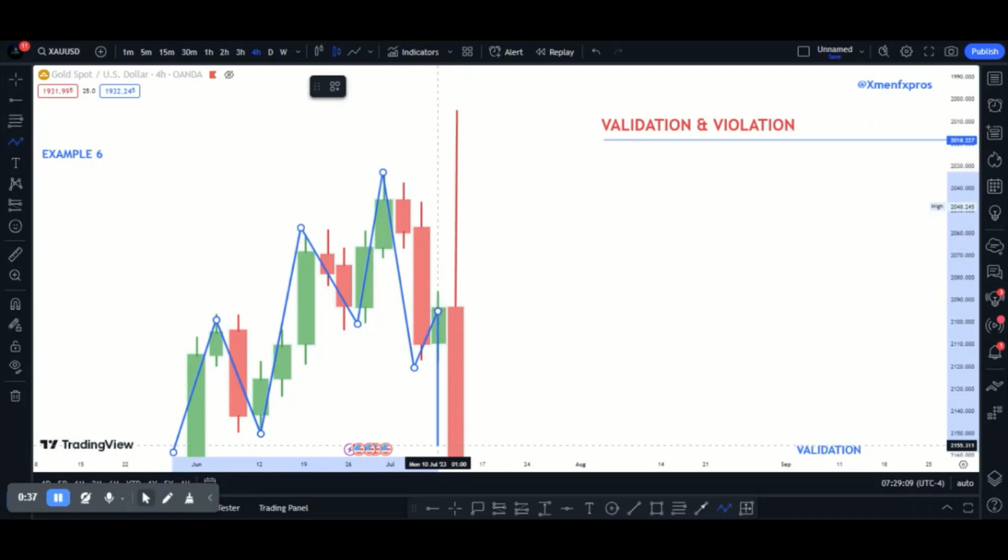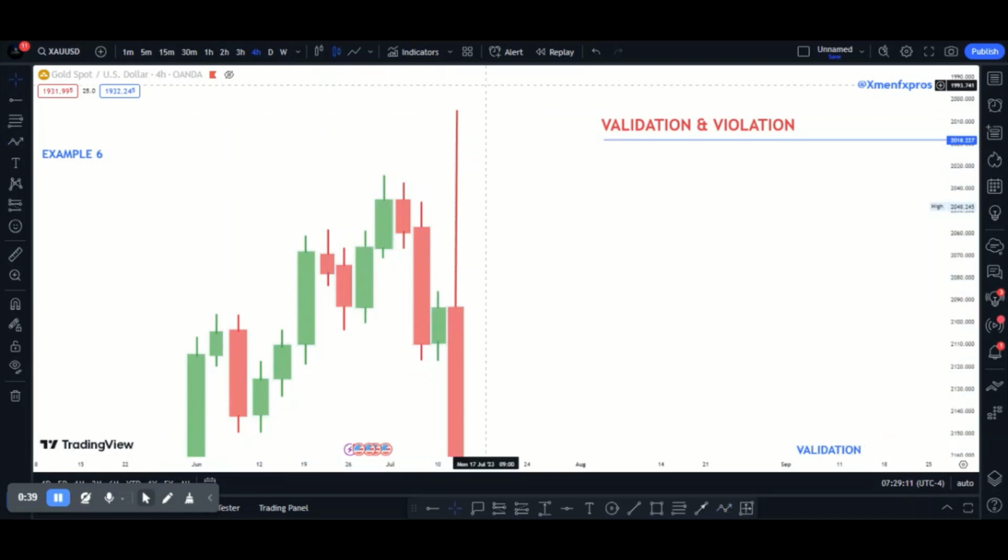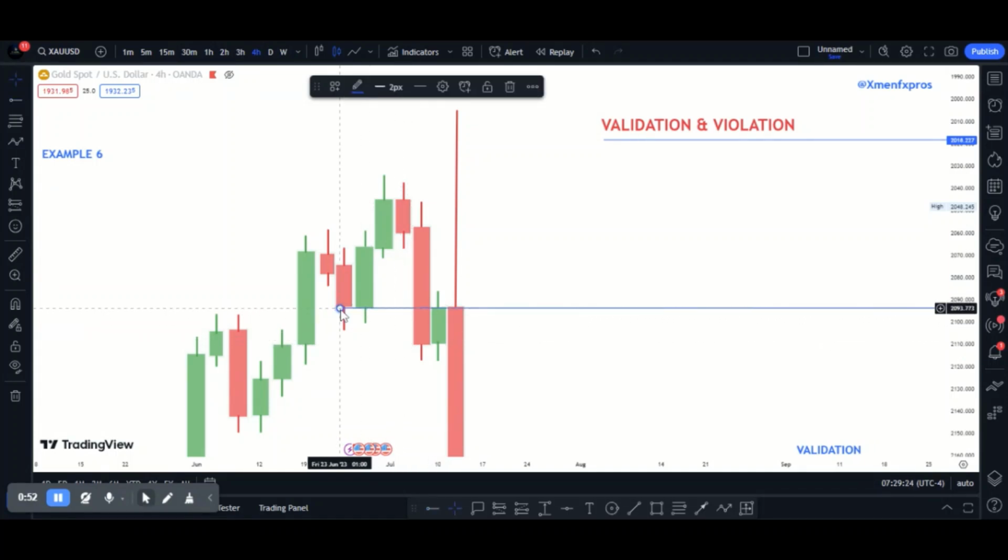But now it's going to be a little bit trickier. So where is my valid validation? Remember, for valid validation, you need to see structure confirmation, not structure formation. From the beginning, if you remember, the difference between structure formation and structure confirmation. So this is structure confirmation because the body closed below these wicks and even closed below the previous body closures.